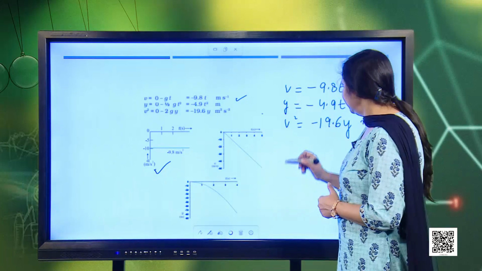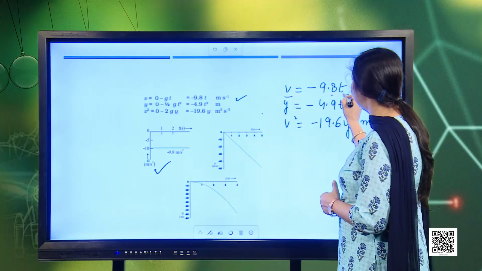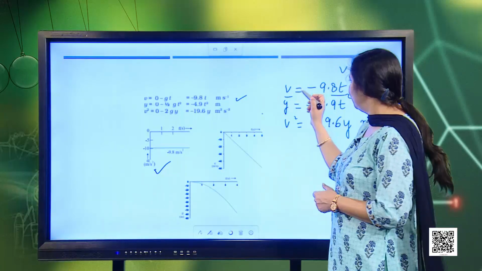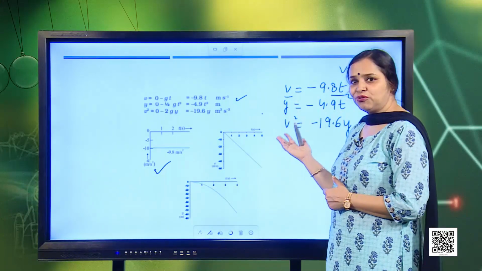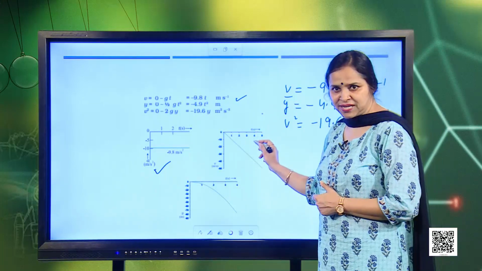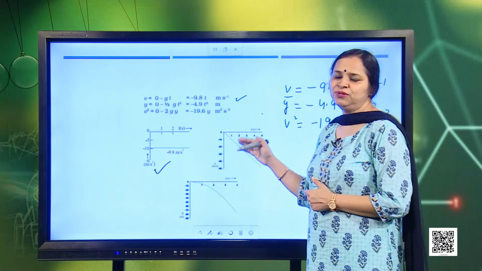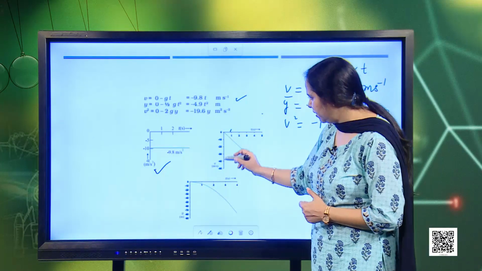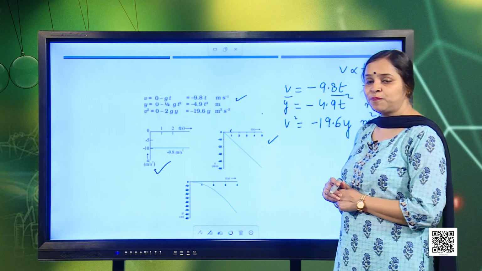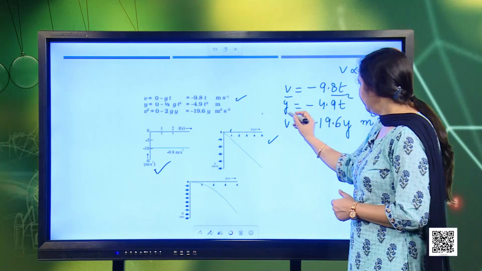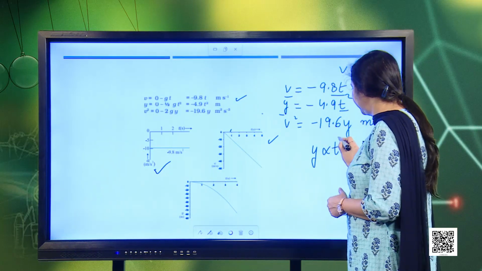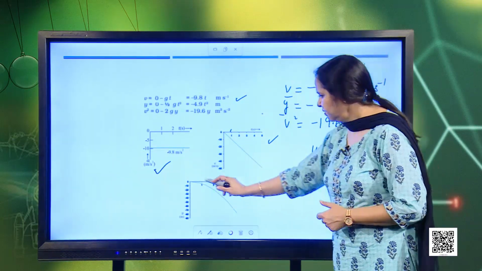Now, looking at the first equation, we can conclude that v is directly proportional to t, so we should obtain a straight line graph for velocity time which is inclined to the time axis. Substituting the values, we can plot the graph as you can see here. Again, for the displacement time graph, displacement y is directly proportional to t square. So we get a curve like this.